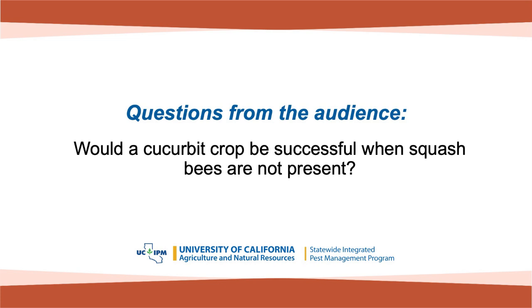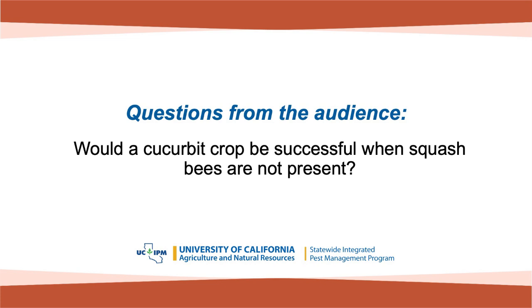Not necessarily. If squash bees are not present and you have honeybees or bumblebees, they can provide pollination services. My guess is that if you have a squash crop, you likely have squash bees. That's my experience. If you've got an acre of pumpkins or more, you likely have squash bees, unless you're killing them all.